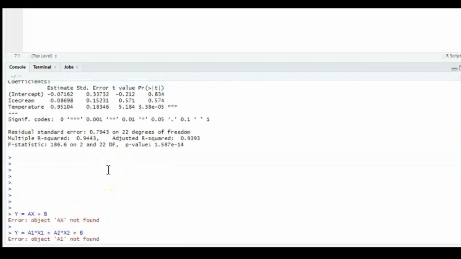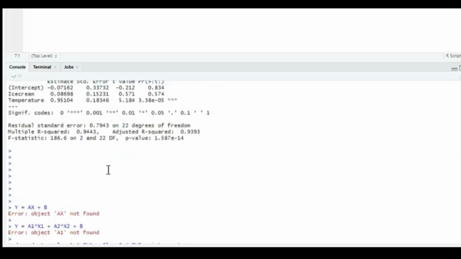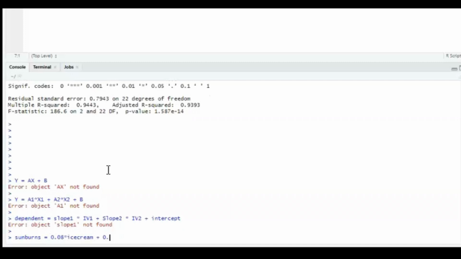which was 0.08, times the amount of ice creams you eat in a month, plus the slope of temperature, which was 0.95, times the temperature, plus the intercept of minus 0.07. So in this way, you can calculate the sunburns by just filling in how many ice creams someone eats and what the temperature is.